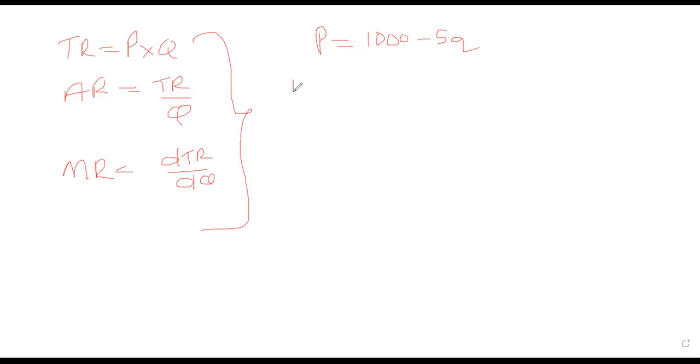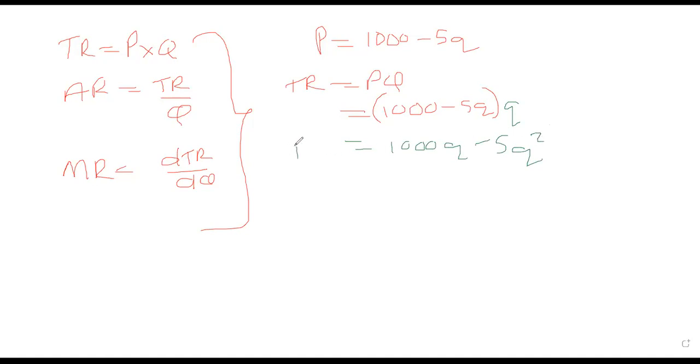How do we find the total revenue? We said you just multiply price times quantity. So 1000, then where there's quantity, you put the letter Q. You're not given it, you just input it. So here we're going to have 1000Q minus 5Q squared. So this is what we called our total revenue.